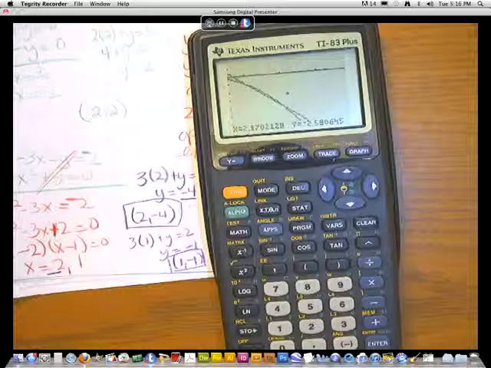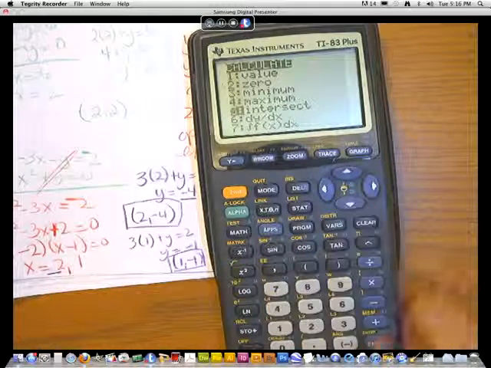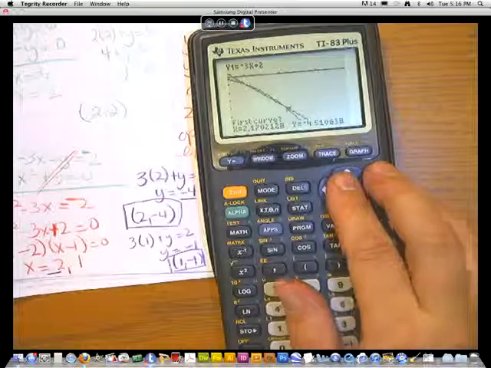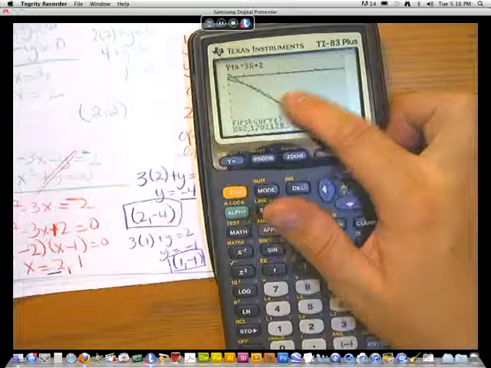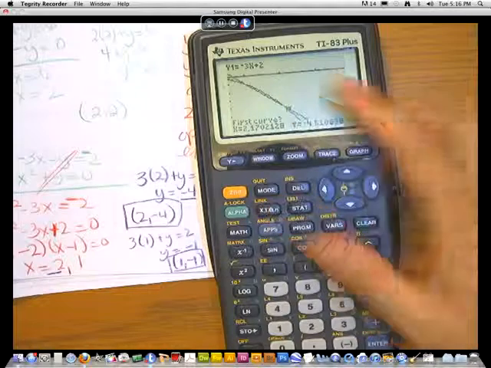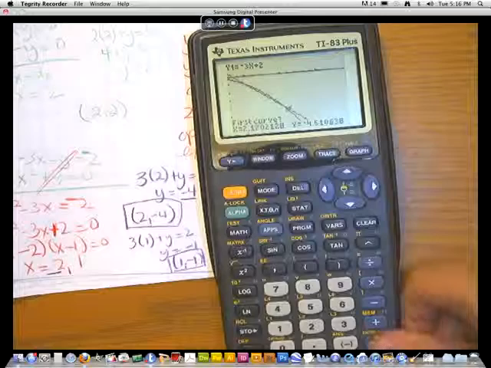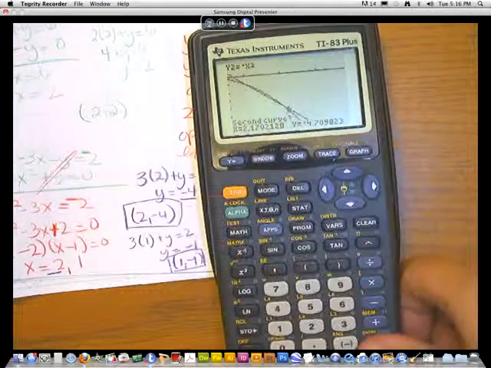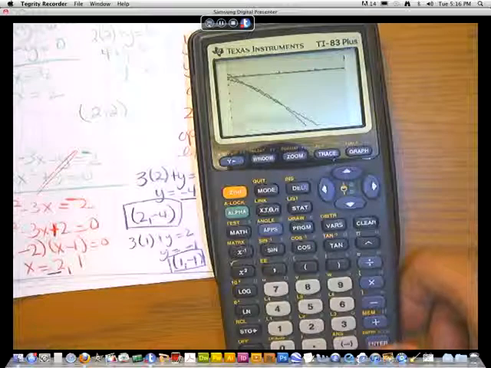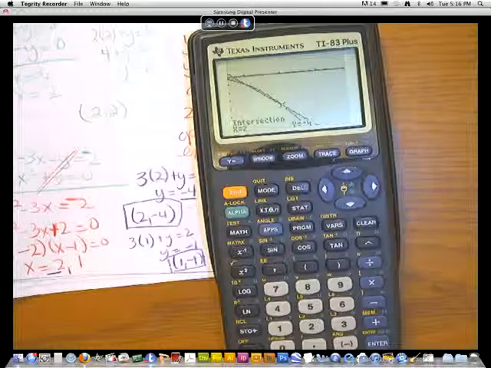So I can do that intersection. Second, calculate intersect. And notice I'm down here. So I'm probably looking for this intersection right here. So am I in the first curve? I look up here at this. This is my line. Yes, enter. Second, yes, enter, enter. And it's going to jump to -4. That's one of them that we found by hand.